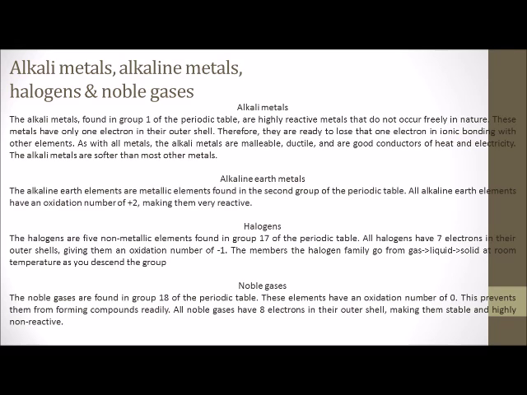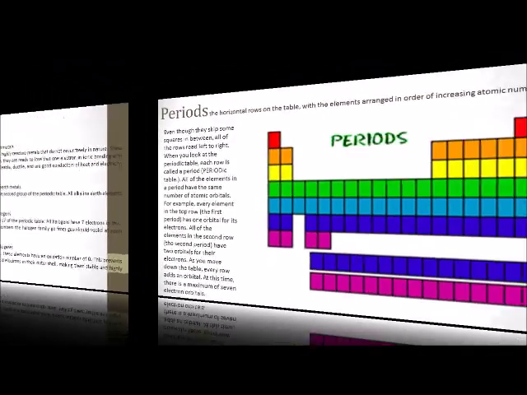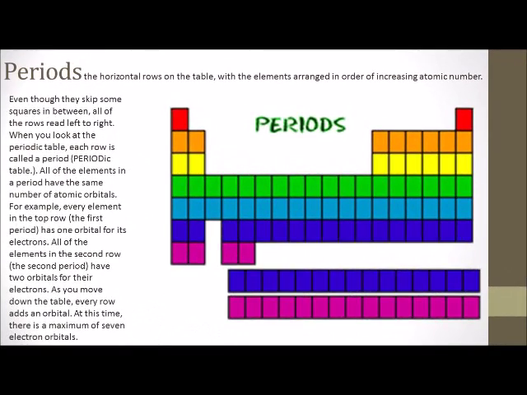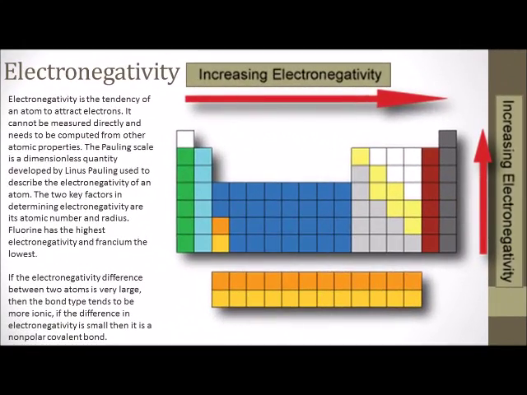And these elements can be gas, liquid, and solid at room temperature. So they are very weird. The noble gases are found in group 18 of the periodic table. These elements have an oxidation number of 0, and these noble gases have 8 electrons in the outer shell, making them stable and highly non-reactive.